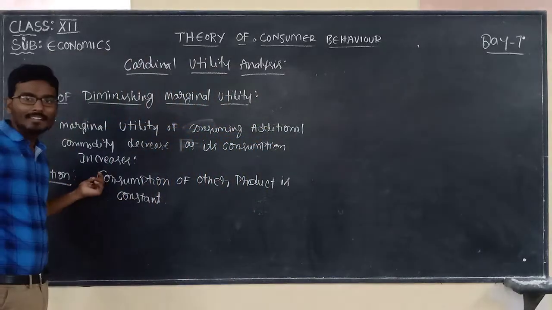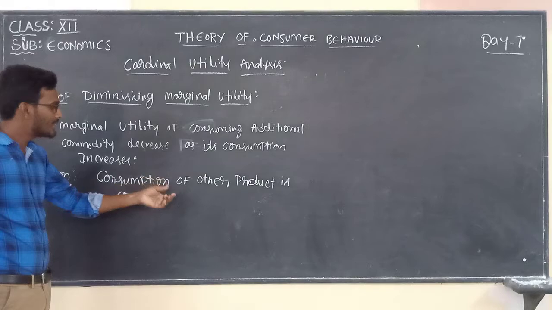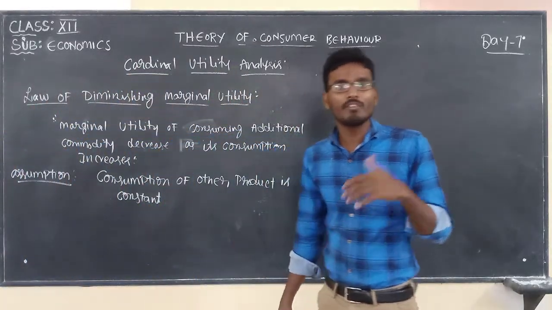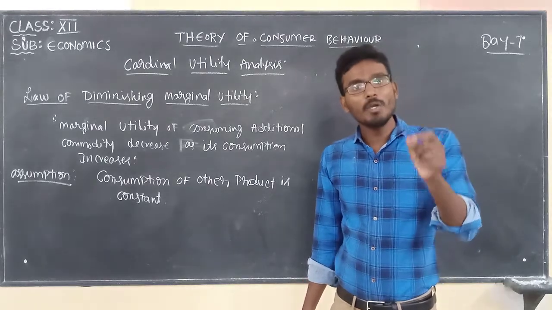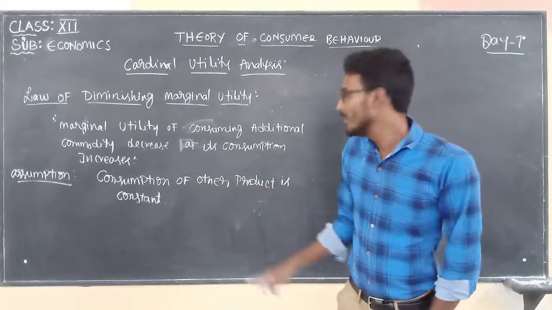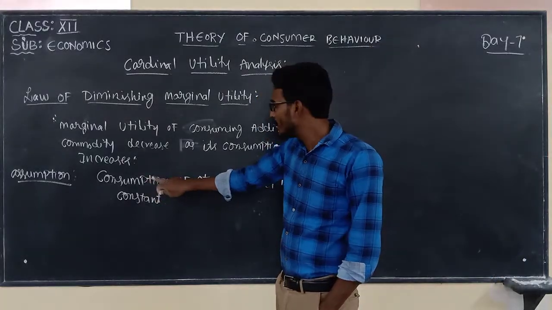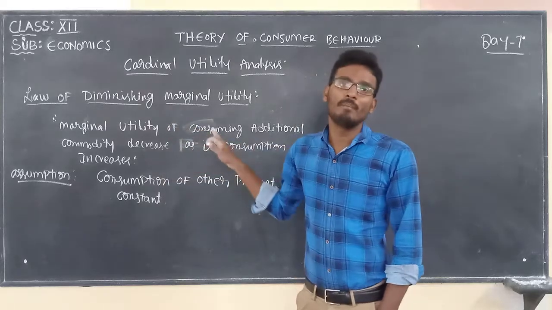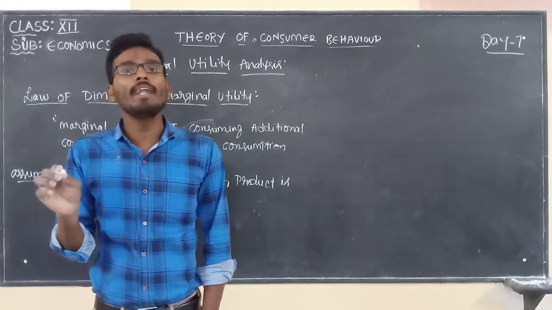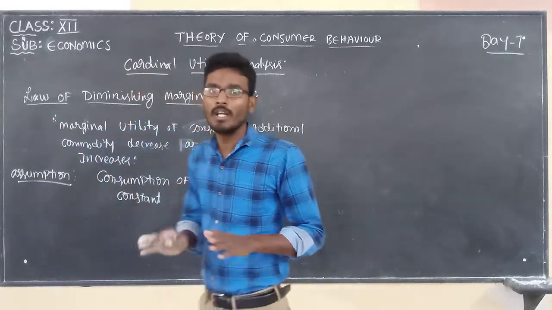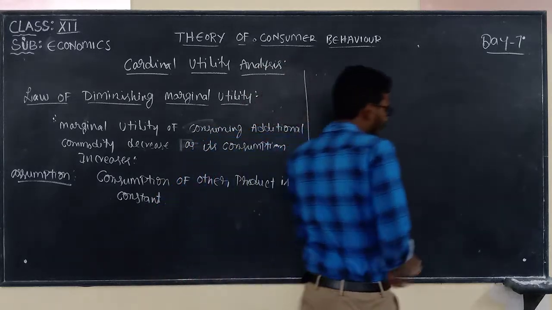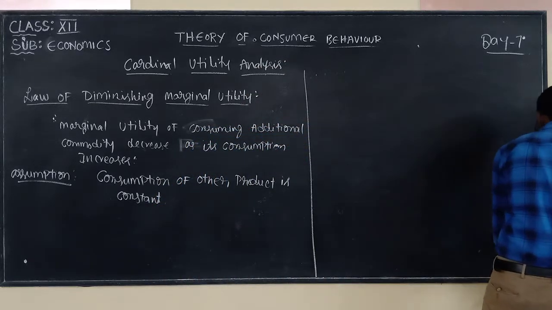So here, what is the assumption? Consumption of other product is constant. Example, you are taking water whenever you are feeling thirsty. At that time, you are consuming only water, no other product. That is the assumption of this theory. If this assumption is not there, the theory cannot be applicable. That is the reason why in economics all the theories depend upon some assumptions only. So now let us discuss this theory in a tabular format.